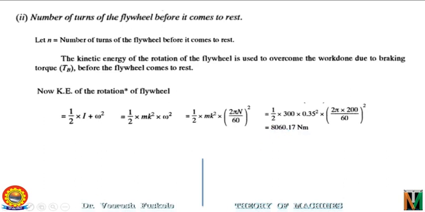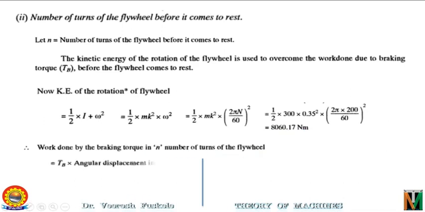Further, the work done by the braking torque in n number of turns of the flywheel is given by Tb into angular displacement in n turns. So work done is equal to torque into displacement. This will be equal to Tb into 2 pi into n, where 2 pi is the angular displacement in one turn. So angular displacement in n turns will be 2 pi into n. Putting the value of Tb, we have work done by braking torque as 39 into 2 pi n.